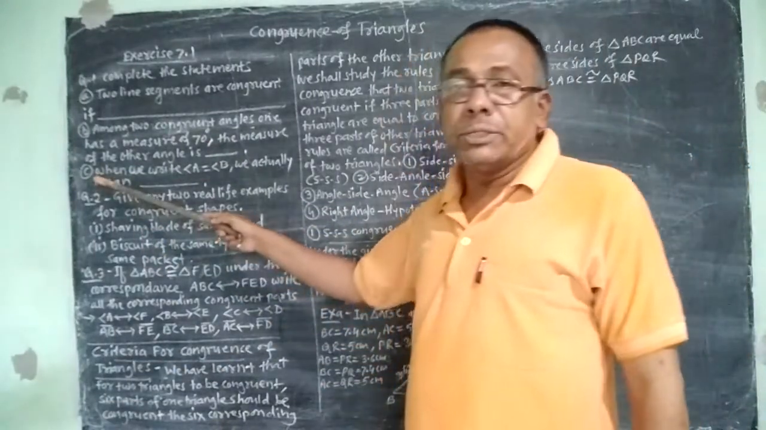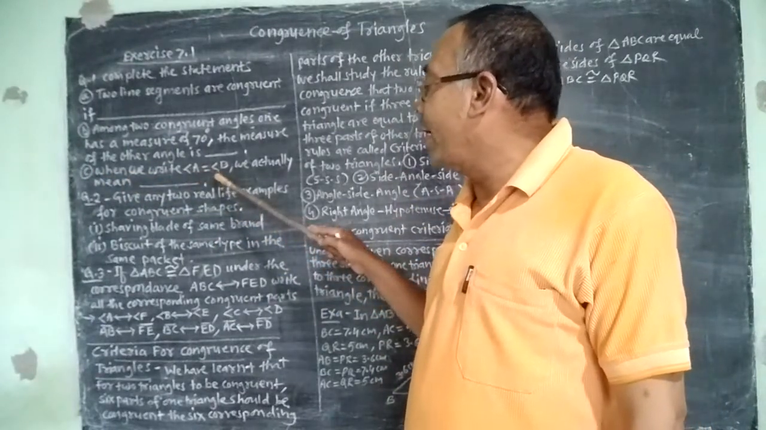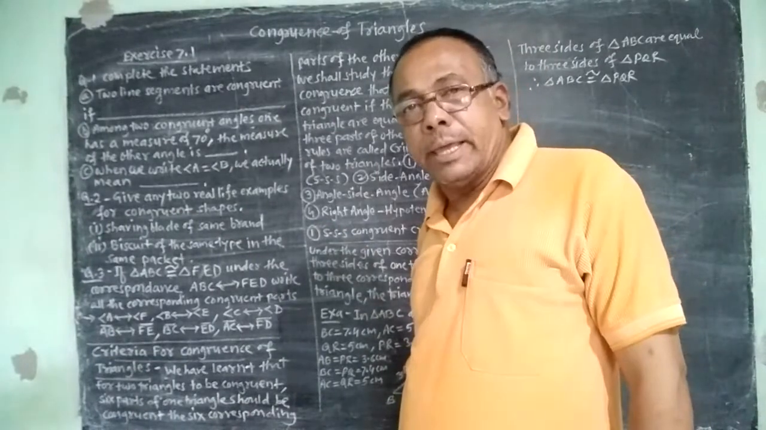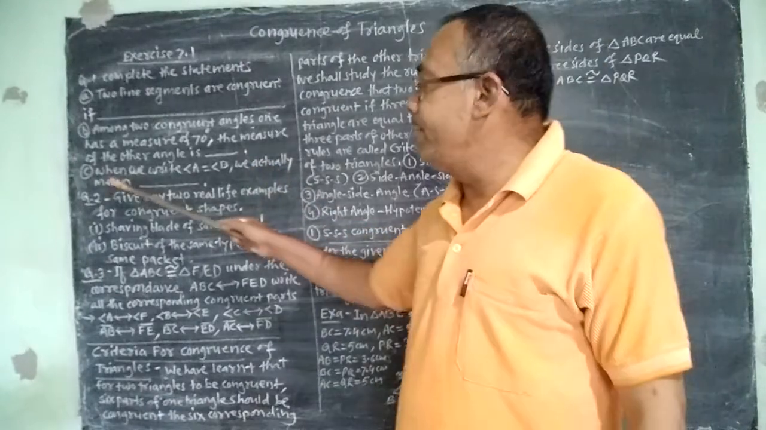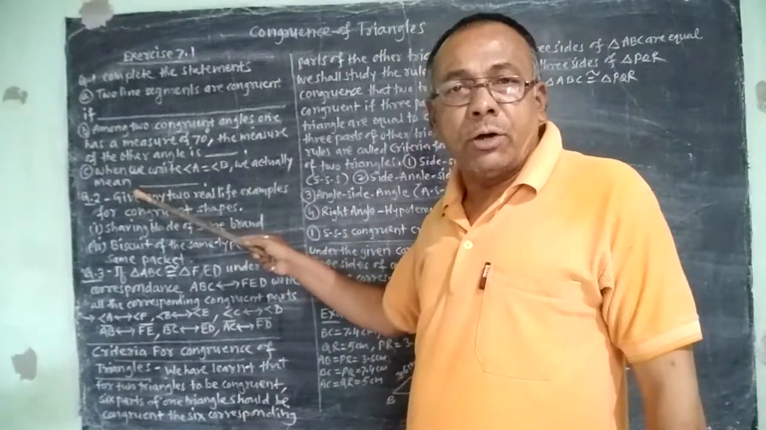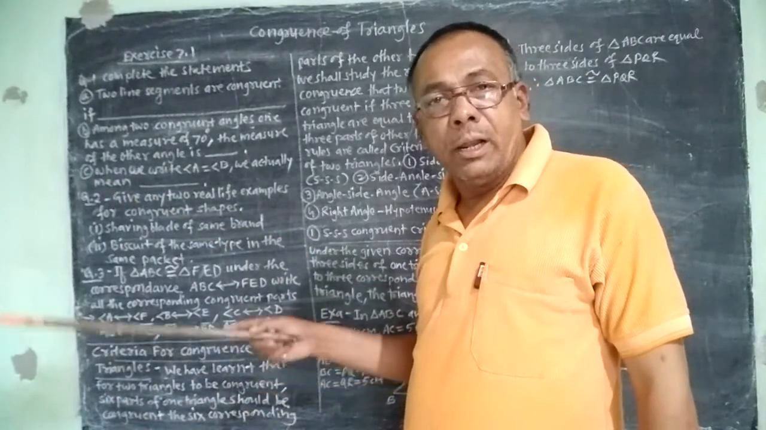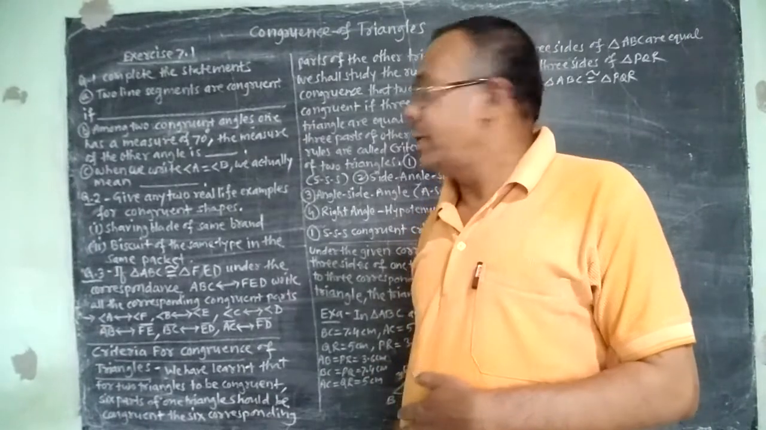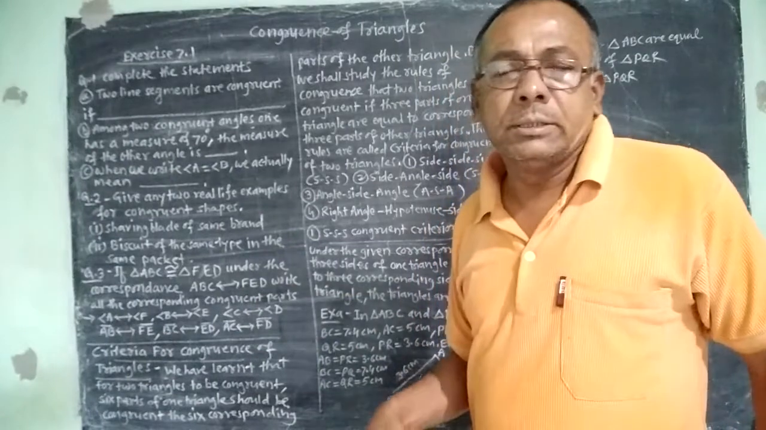Question number C is that when we write angle A equal to angle B, we actually mean that the measure of angle A is equal to the measure of angle B, means measures of both the angles are equal. Angle A equal to angle B means measure of both the angles equal.